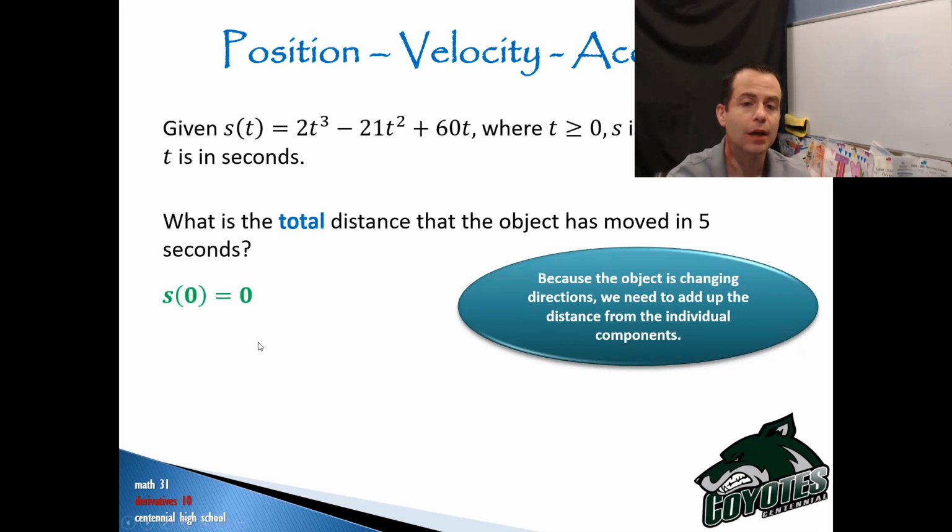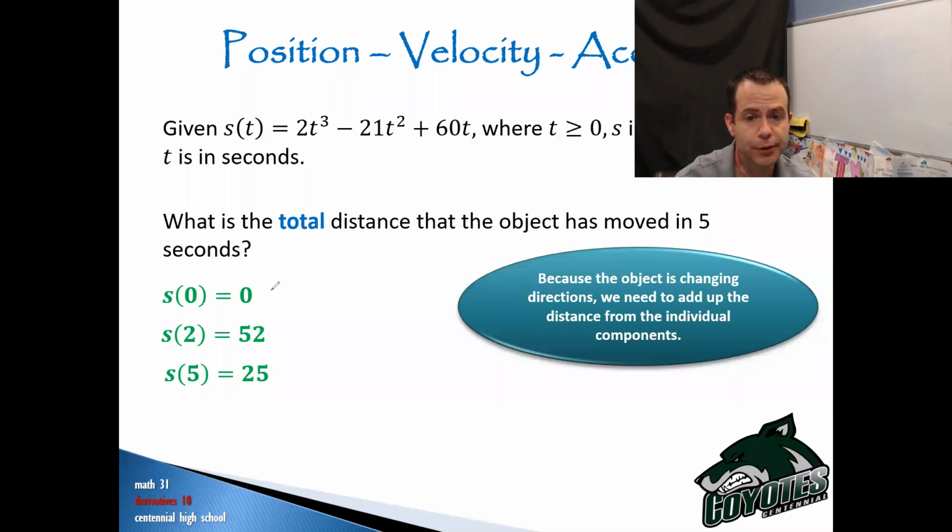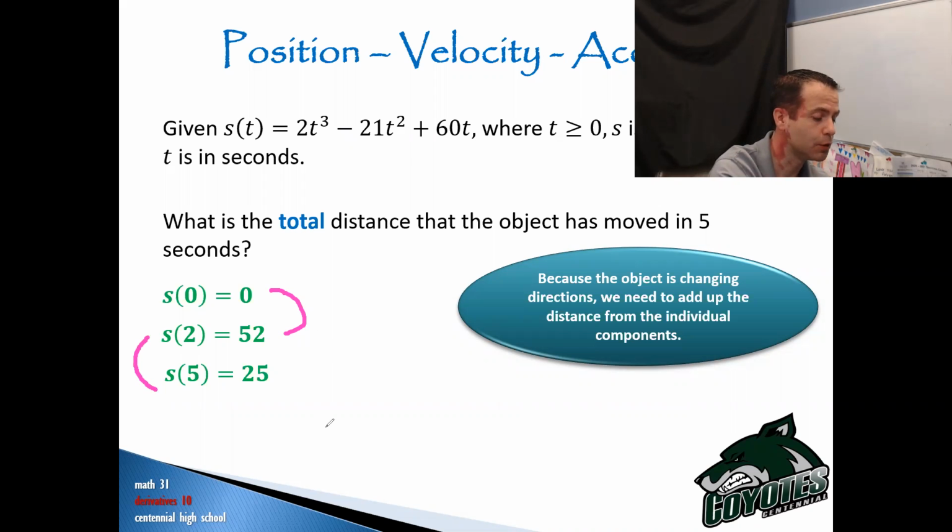So S of 0 is 0, S of 2 is 52, and S of 5 is 25. From 0 to 2, I moved from 0 to 52, so that's a total of 52. But then from 2 to 5, I moved a total of 52 minus 25, right? So that would be 27. So I moved 52 in the first section and 27 in the second section. Then I have to add that up.